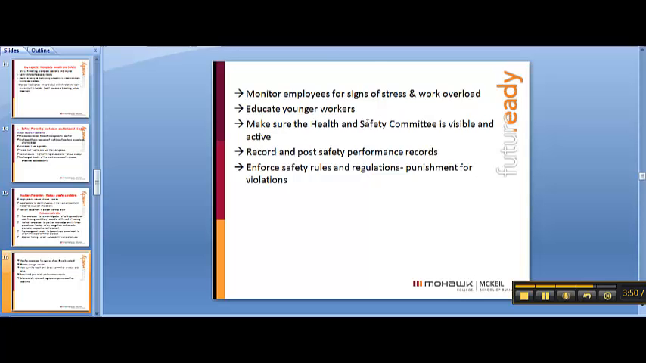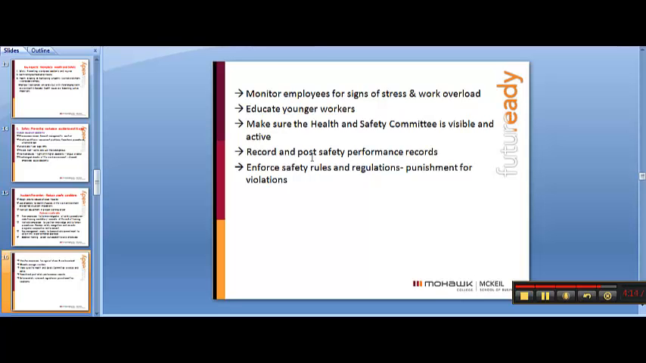Make sure your health and safety committee is visible and active so that that committee is actually performing safety inspections in the workplace, and make sure that you report or you post and record safety performance records. So again, when workplace inspections are done, usually they're posted in an area of the workplace that was inspected so people can see how they did.